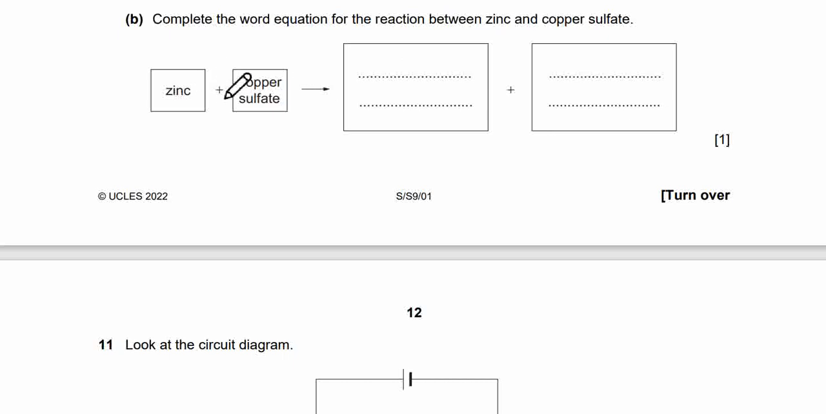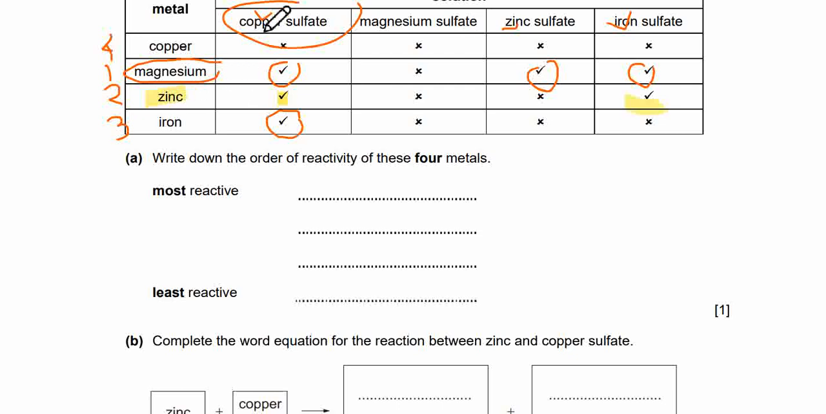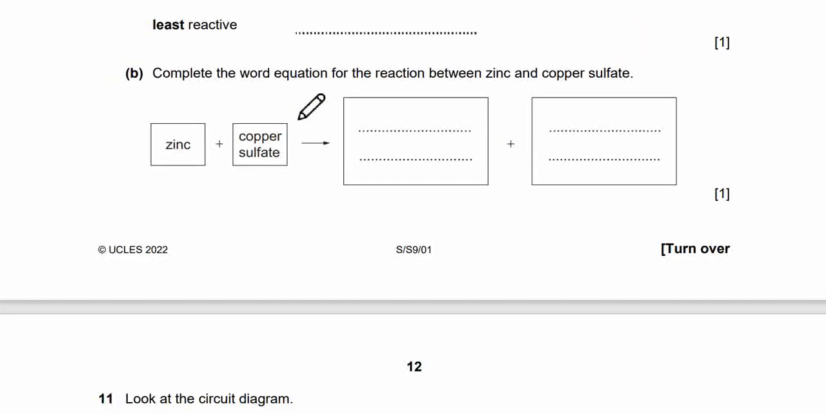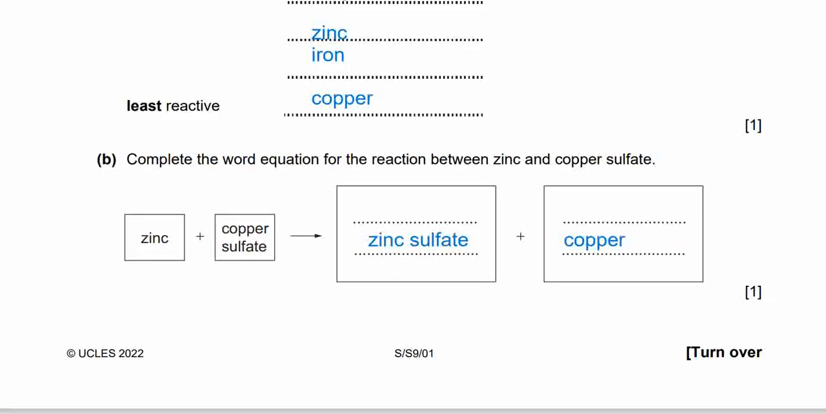So zinc and copper sulfate. You see from the table, zinc and copper sulfate, the reaction. So what will happen is the zinc will displace copper and become zinc sulfate, and copper will be alone. So we type down our answer. So zinc sulfate and copper.